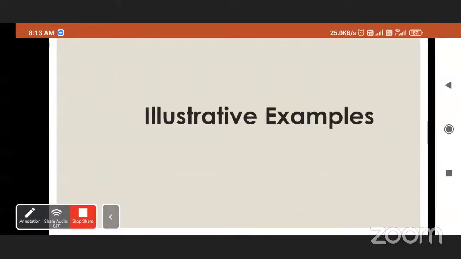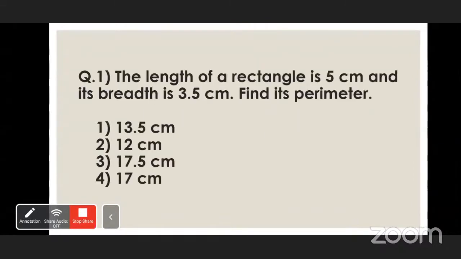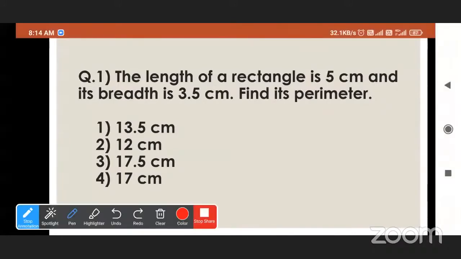Now we will see some examples on perimeter. Read the question number 1. The length of a rectangle is 5 centimeter and its breadth is 3.5 centimeter. Find its perimeter. Can you tell me the answer?